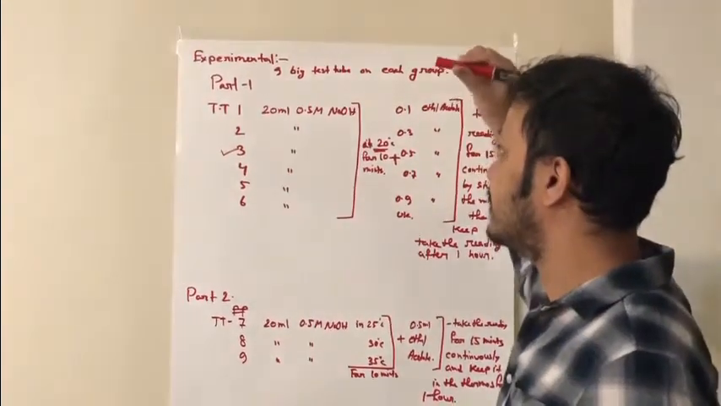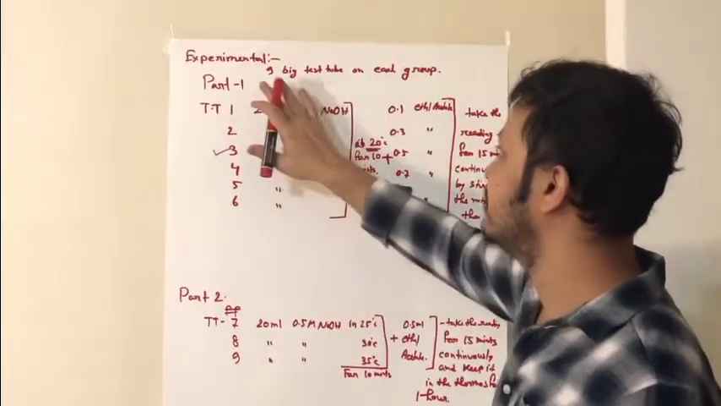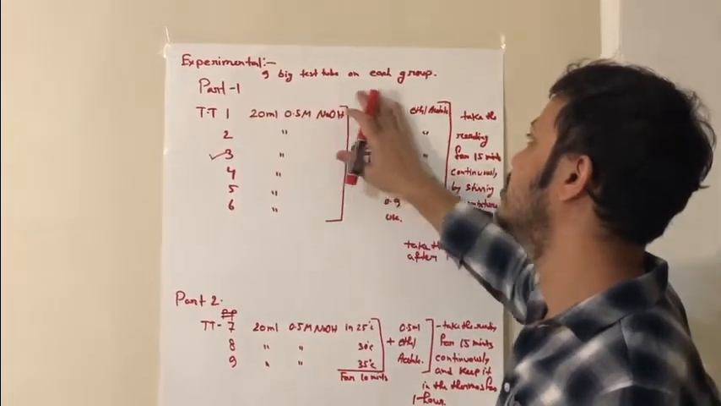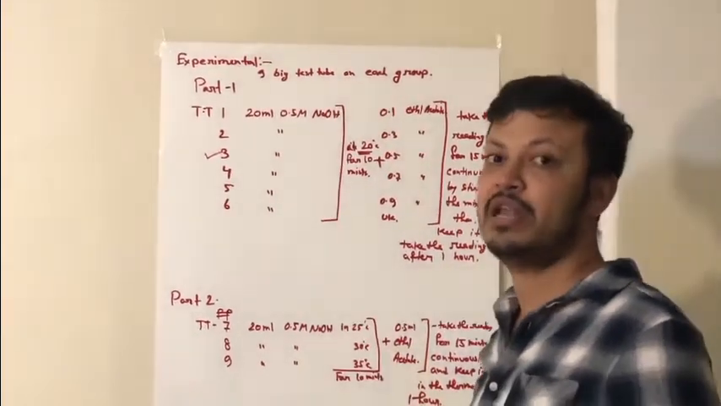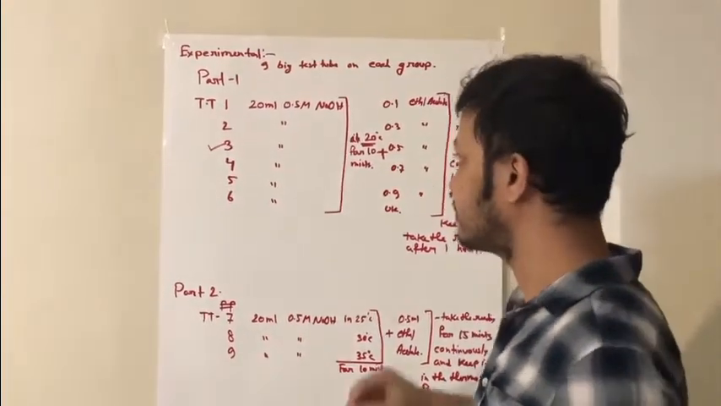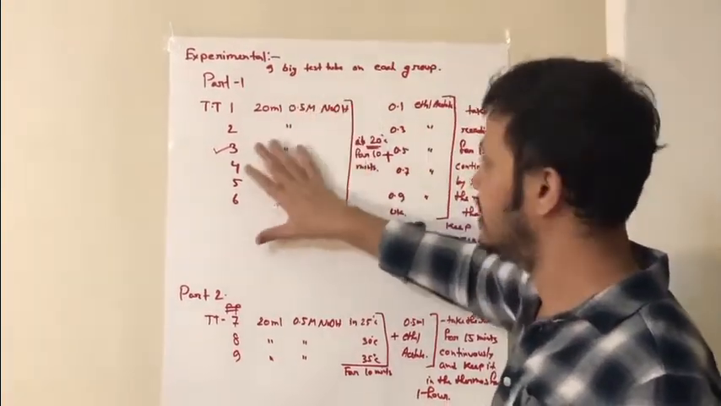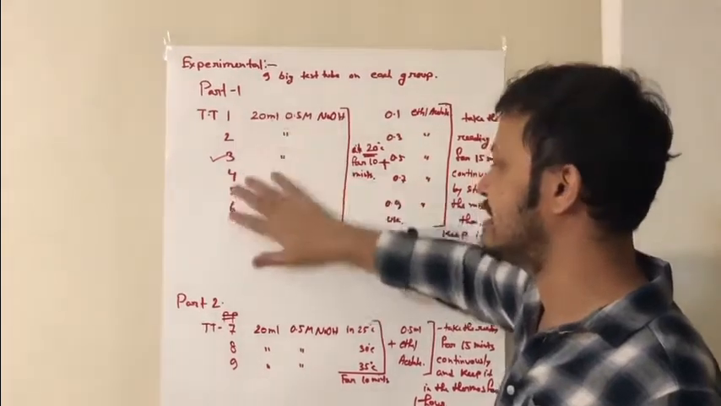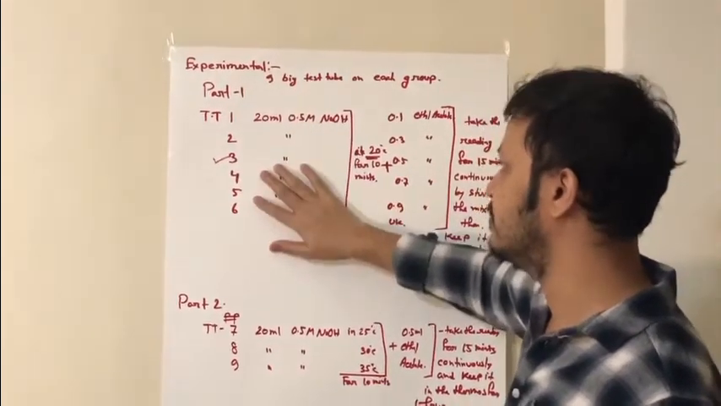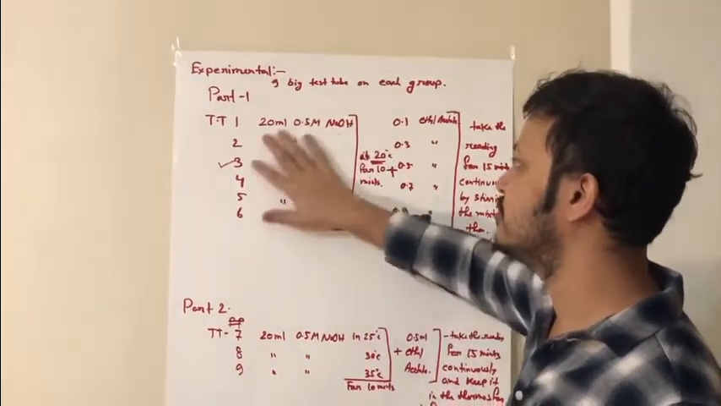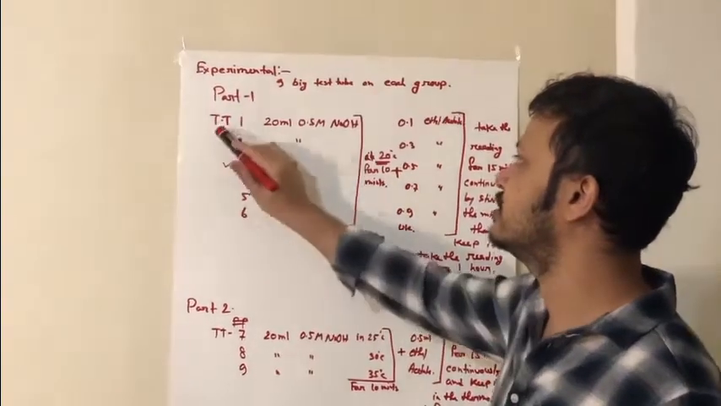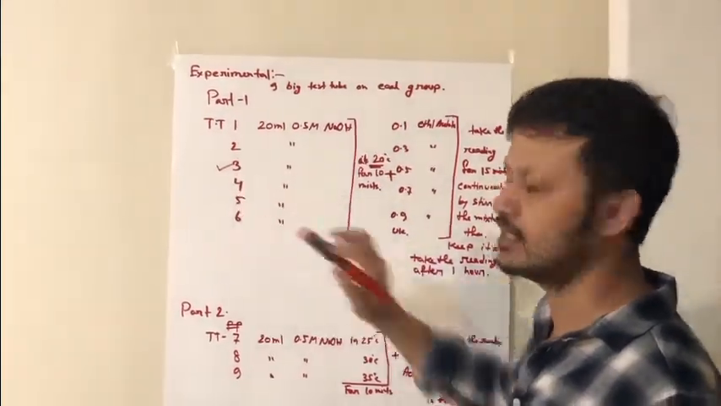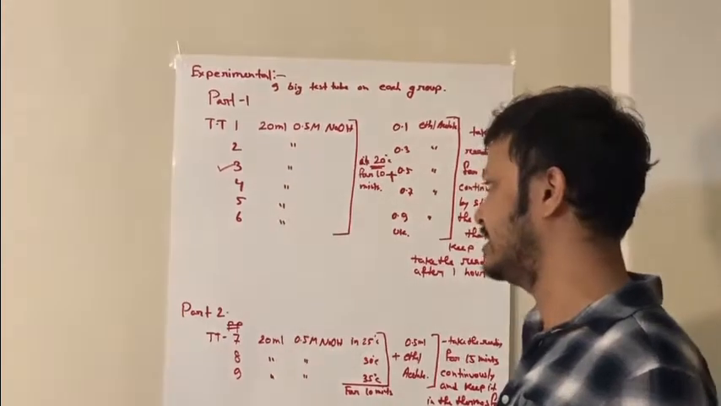For this lab experimental part, you need to have 9 big test tubes in each group. Each group will have 9 test tubes. It has 2 parts. The first part uses 6 test tubes. What will you do? Test tube number 1, 2, 3, 4, 5, 6. You will write it down that way.